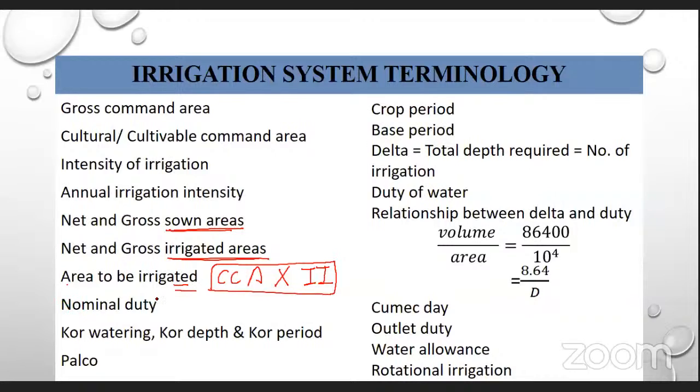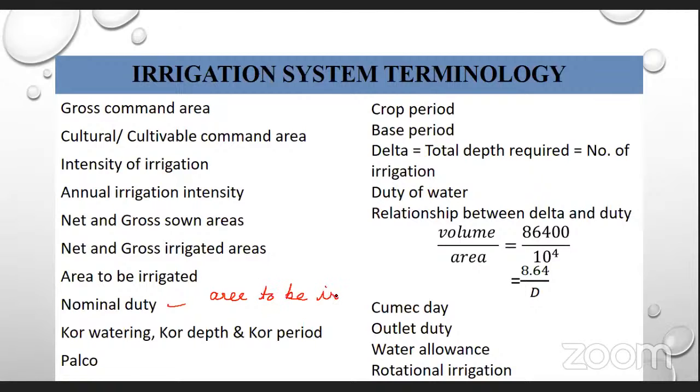Then we have the nominal duty. This term nominal duty is the ratio of whatever area we are irrigating to the mean supply discharge during the base period. We know that we have to irrigate this much area, and I have calculated that, but what is actually our water discharge, or the mean supply.